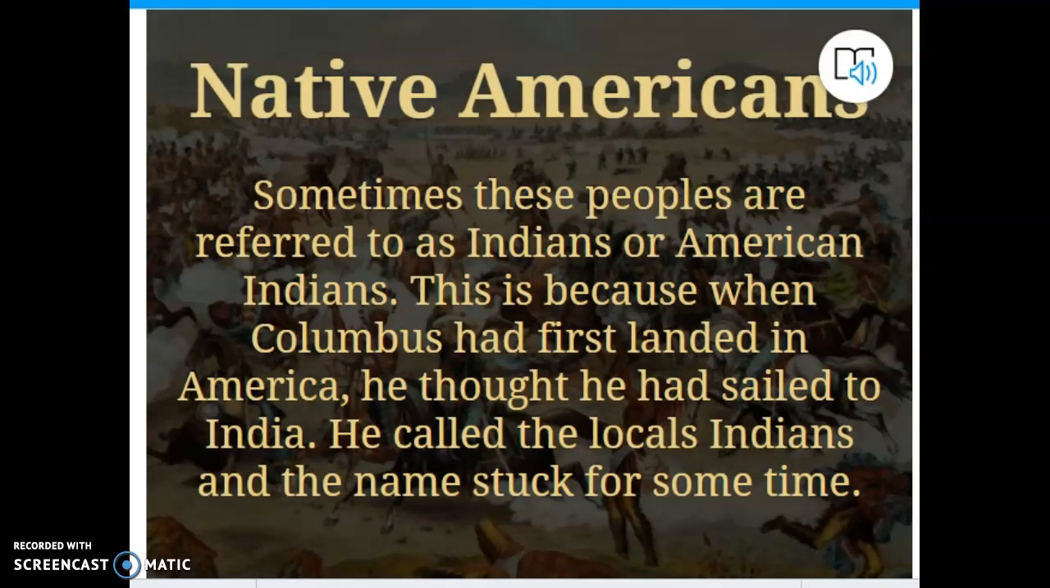Sometimes you might hear Native Americans referred to as Indians or American Indians. And we even said that at the very beginning of this in our I Can statement. This is because when Columbus had first landed in America, he thought he was in India. He was trying to get there anyway, so he thought he was in India. And so he called the local people that he saw Indians. And that name has stuck around for a long, long time. I think if we had to choose between the two names, Native Americans is probably a better term to use.